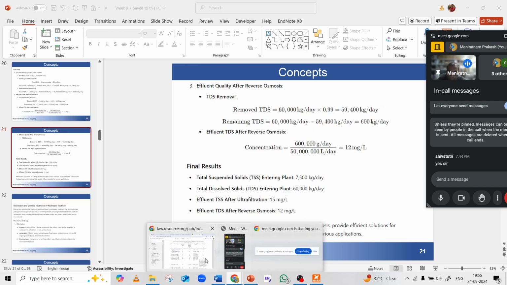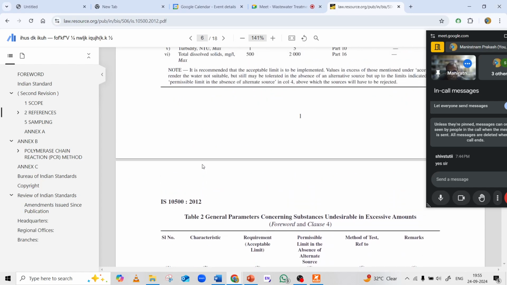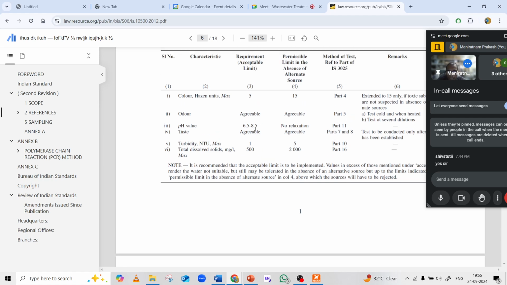So here you can see the permissible limit of TDS. This is the permissible limit, meaning in the absence of any kind of treatment process, this is the required limit. So this much is required, a minimum of 500 should be there in our system. Generally, if some salesperson reaches your home and says something, I'm not going to explain that, but this is our target.